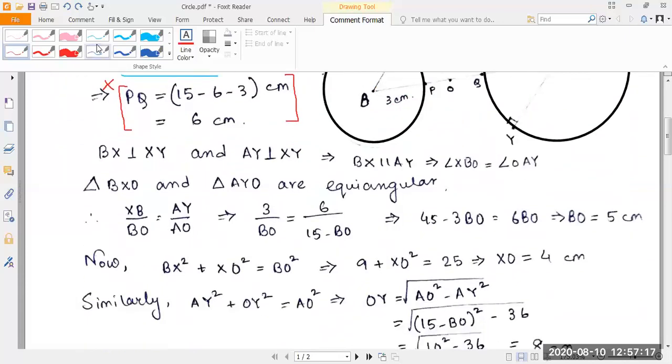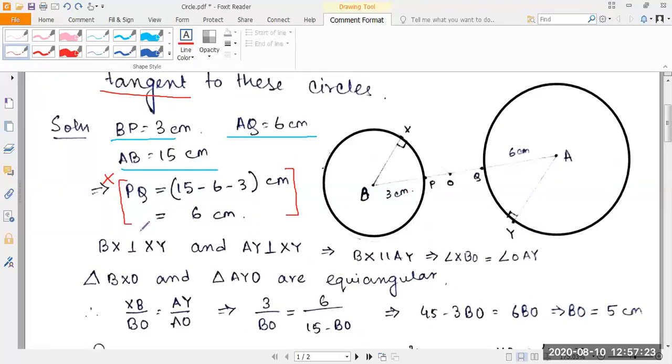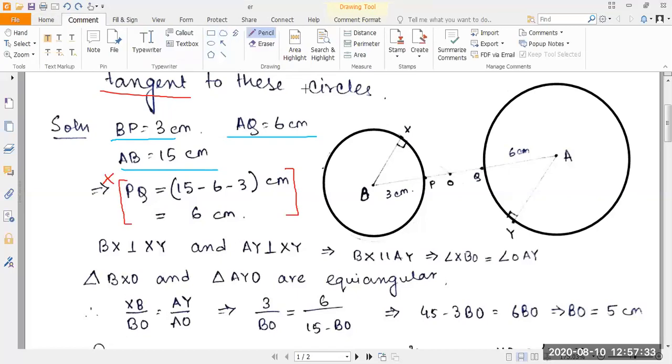Now let's move on to the original sum. Let's look at the diagram once. So I have defined XY as one transverse common tangent that I need for this sum. So XY is the tangent that I have considered. Now, by definition, BX should be perpendicular to XY, because that is the definition of a tangent. So BX, being one of the radii of the circle with center B, should be perpendicular to its tangent, since XY is a tangent.